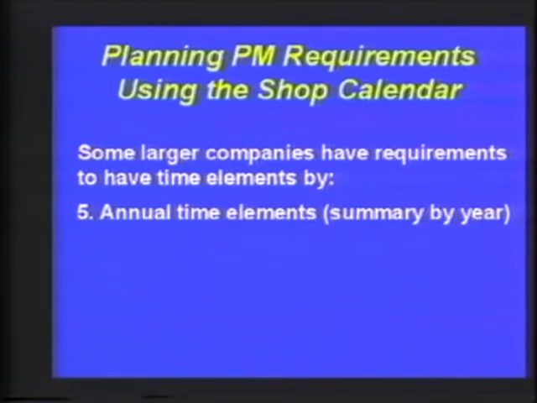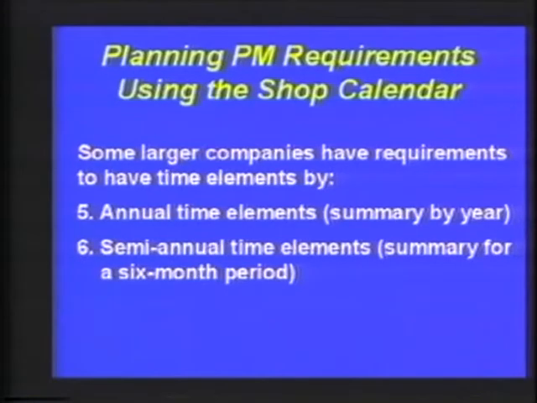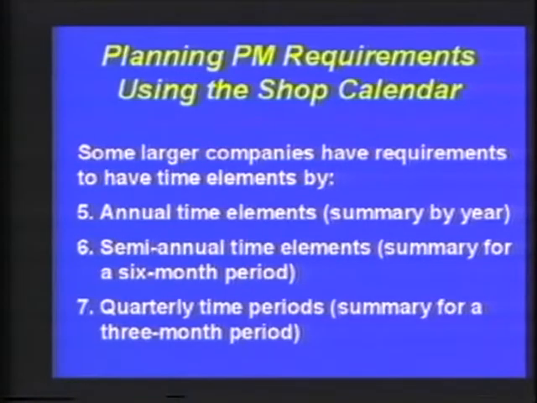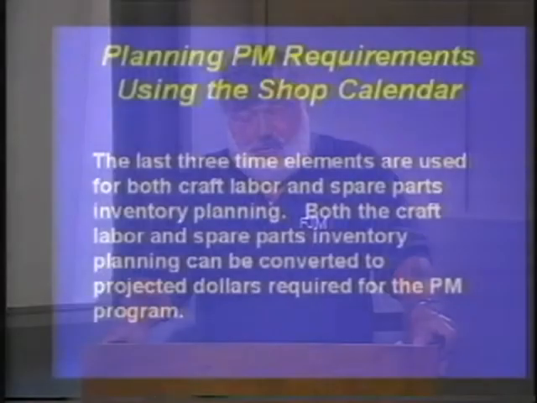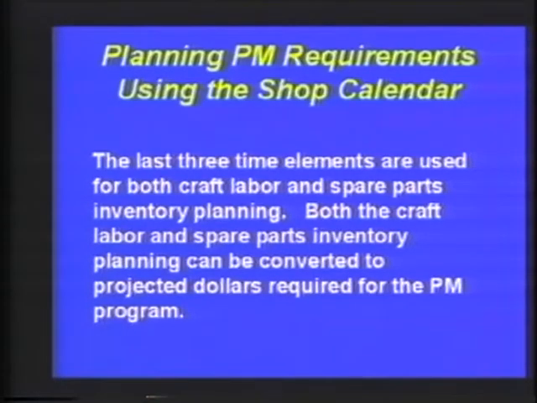They can likewise be summarized semi-annually, and then item number 7 indicates quarterly requirements. And moving to page 7B, the last three time elements for both craft and labor planning of spare parts is basically to plan. As an example, I could issue purchase orders, and if it's appropriate, probably out to 1 year in advance. Now, people may say, well, why do you want to commit yourself to the purchase order?